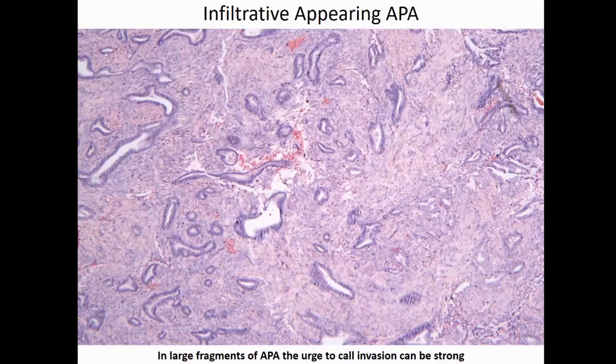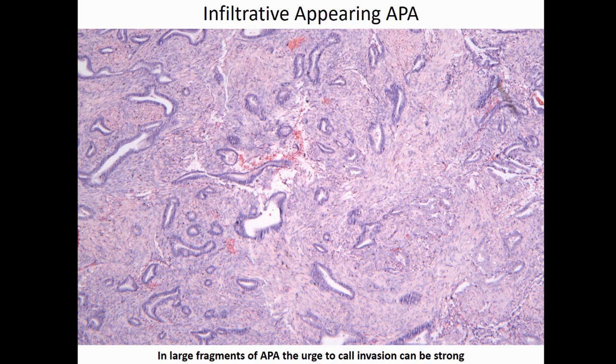So here's what I would call an infiltrative appearing APA, but you can see in this tumor the glands are not that crowded. They have not started to melt together and form cribriform structures. They're still singly dispersed, but they're angulated and they have kind of a haphazard arrangement.